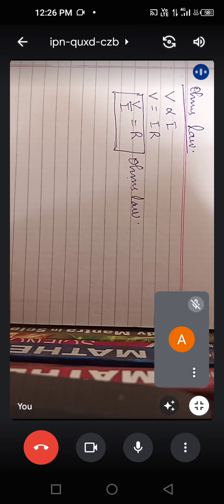This is the formula for Ohm's law. But this happens only at constant temperature. When the temperature is constant, only then Ohm's law is applicable. Otherwise, it is not applicable. Now, what is the value of R? R represents resistance, and it is defined as the obstruction in the path of the flow of electric current.